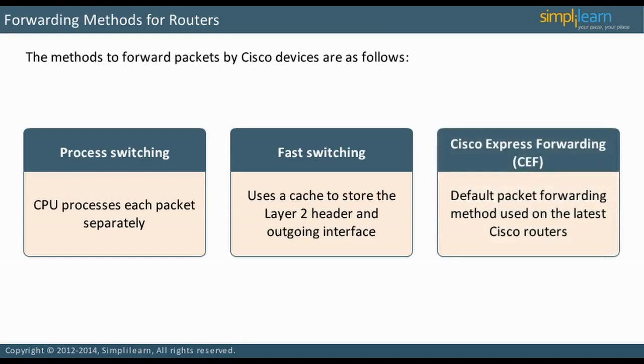The fastest packet forwarding is accomplished by Cisco Express Forwarding, CEF. This is the default packet forwarding method used on the latest Cisco routers. It builds efficient tables that are accessed quickly.